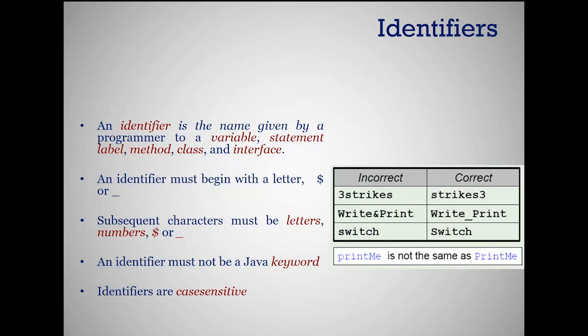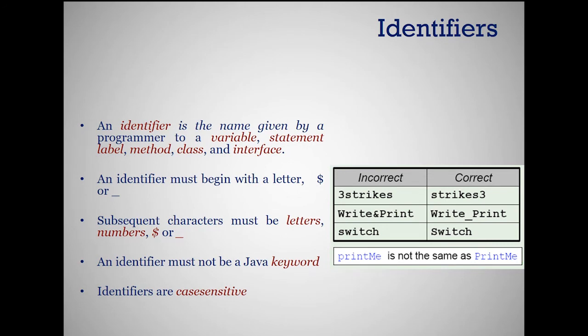So an identifier is the name given by a programmer to a variable, statement, label, method, class, or interface. Kumbaga, identifiers are the names that we give, from the word identify. Okay? So identifiers must begin with a letter, a dollar sign, or an underscore. That is the only, yun lang. Those three only. Aside from that, other characters are not allowed. For the subsequent letters, the following next letters, you can have letters, numbers, dollar sign, or underscore. So the only special characters we can use are the dollar sign and underscore.